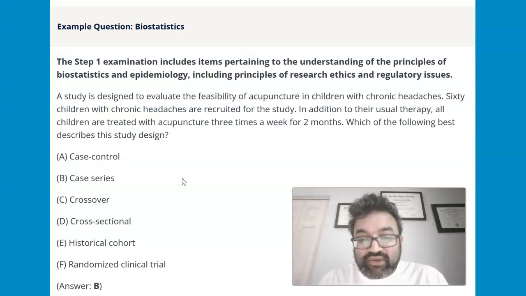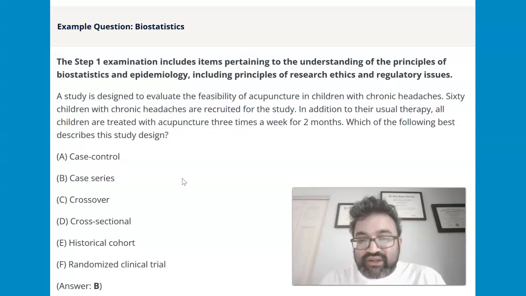And I wanted to go over this sample step one exam, USMLE.org question. This is within one of their sample questions, so it's not very difficult to go through quickly and look over and see which one is the correct answer.